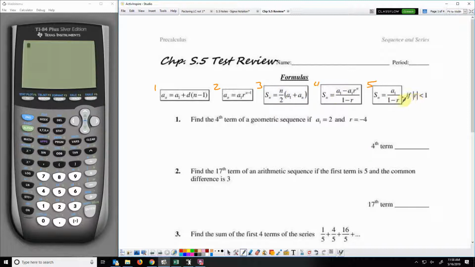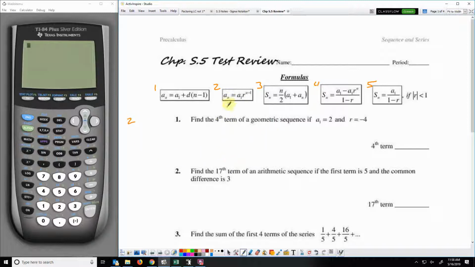For geometric, when r is between -1 and 1. So first, find the fourth term of a geometric sequence. Okay? So we're not finding a sum of a series, so it's none of these S formulas. And it's geometric, so it's going to be formula number 2.